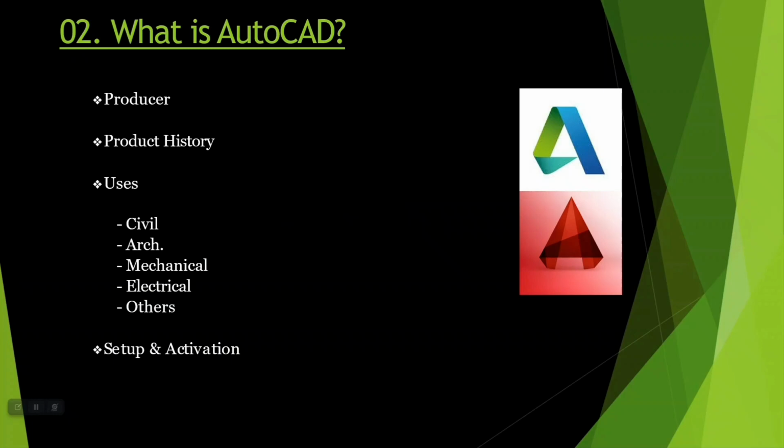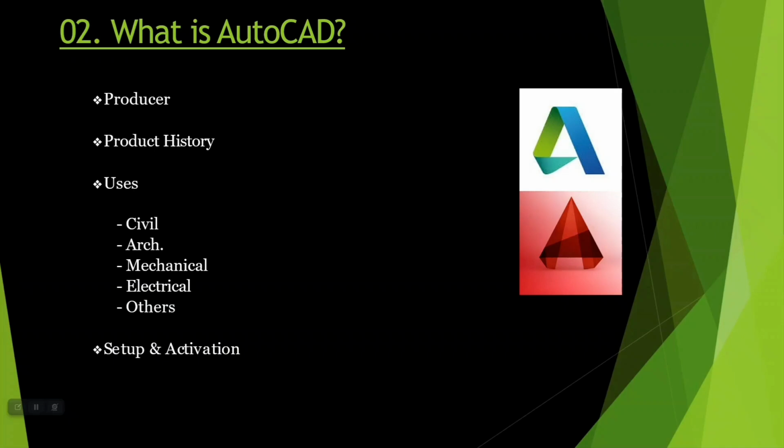As I just gave you the introduction of AutoCAD, what exactly AutoCAD is, and who is the producer. Autodesk is the producer of AutoCAD. It was developed by the Autodesk company. Autodesk has been in this business for almost around 20 years. They have developed AutoCAD for a wide variety of applications like civil engineering applications, architectural applications, mechanical engineering applications, electrical engineering applications, and so on.